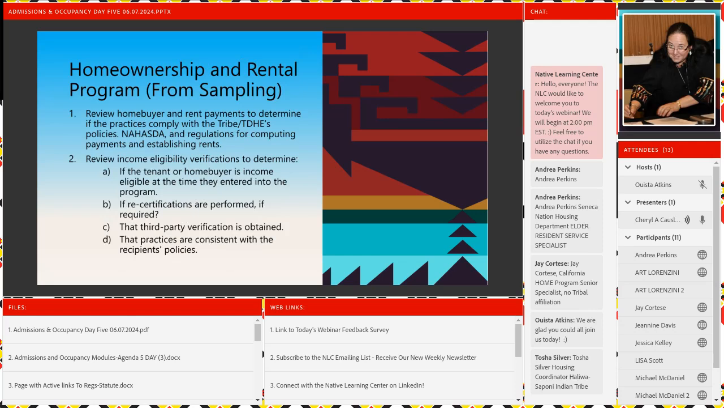So home ownership and rental program from a sampling. They sample up to 10% of your files. It's 10 files, up to 10%. So they'll be pulling these files. Review the home buyer and rent payments to determine if the practices comply with the tribe or the TDHE's policies, NAHASDA regulations for computing payments and establishing rent. Review income eligibility verifications to determine if the tenant or the home buyer is income eligible at the time they entered into the program.